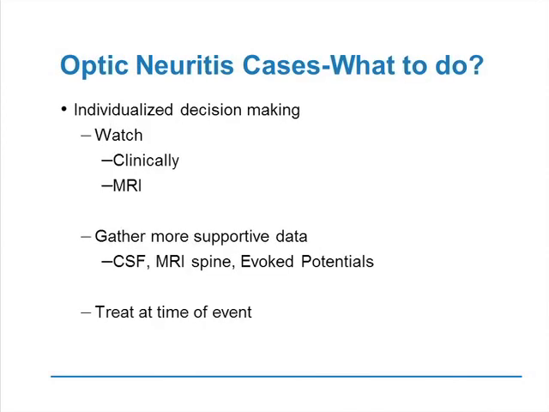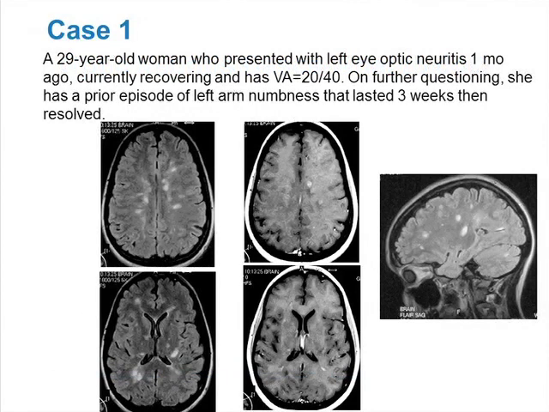So, optic neuritis cases, what do we do in these situations? Well, we focus on individualized decision-making, and really, after an episode of acute optic neuritis and we're trying to determine a patient's treatment and risk for MS, there are a few different options. One would be to watch, both clinically and with MRI scans over time. The second option would be to gather more supportive data, such as CSF, MRI of the spine, or evoked potentials. And the third option would be to treat at the time of the event with a disease-modifying therapy for MS. Let's consider a couple of cases that might help to illustrate these points.